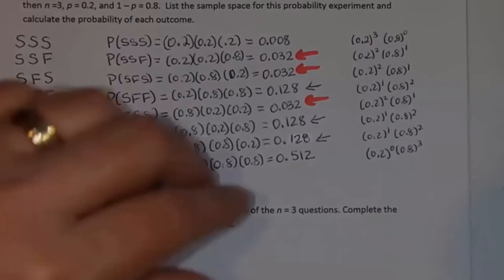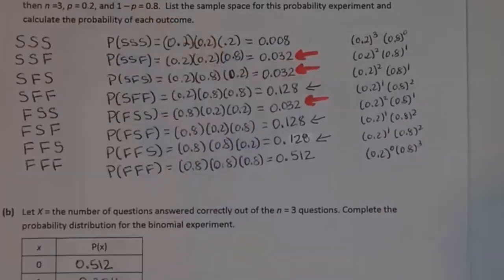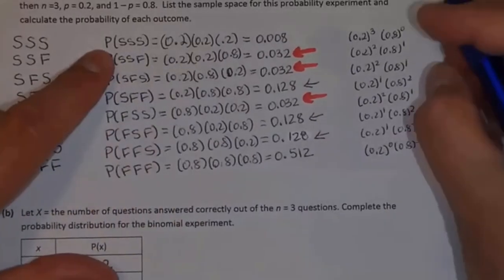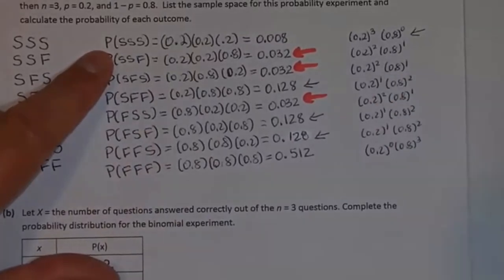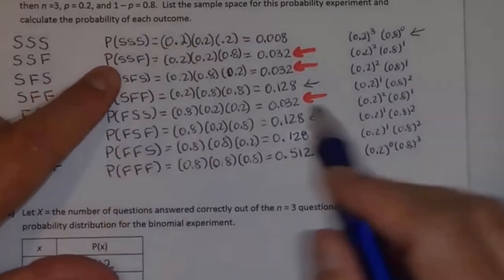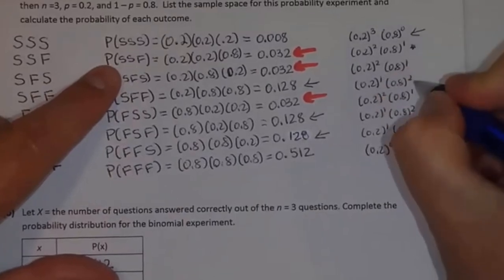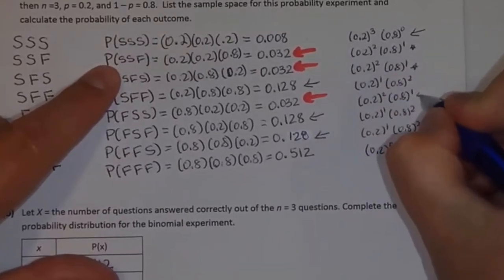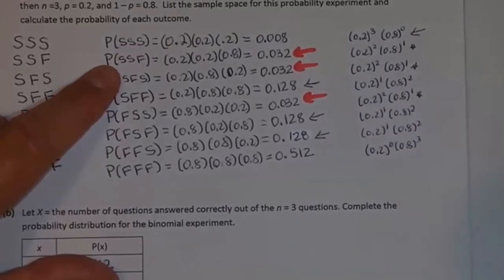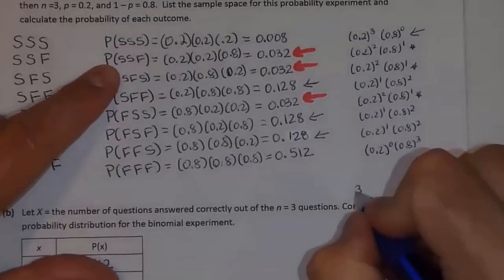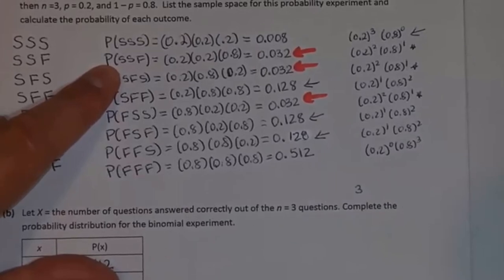Now, the other part of this is how many different ways can I have all successes? How many different ways can I have 1 success? How many different ways can I have 2 successes? How many different ways can I have all 3 successes? Well, all 3 successes can only occur one way, right there. How many ways can we have 2 successes? Well, that could occur 3 ways, right there, and right there. Now, get this. If I have 3 trials, how many ways can I have 2 successes?